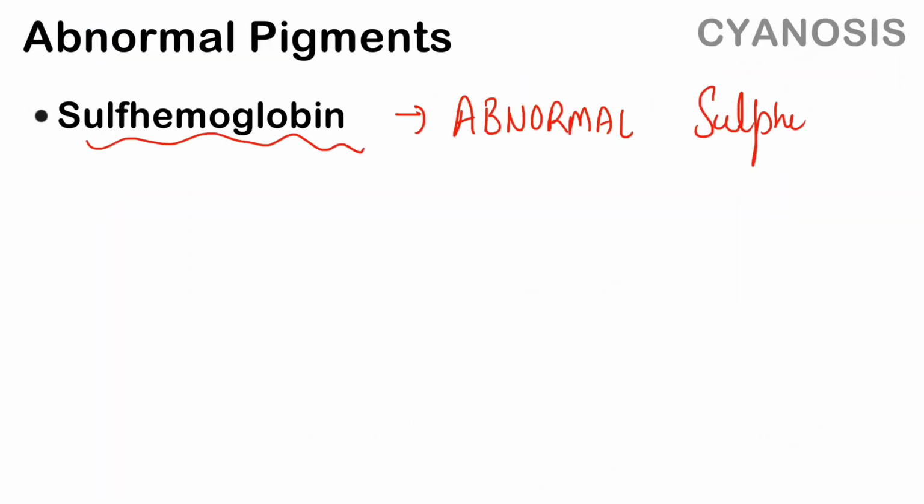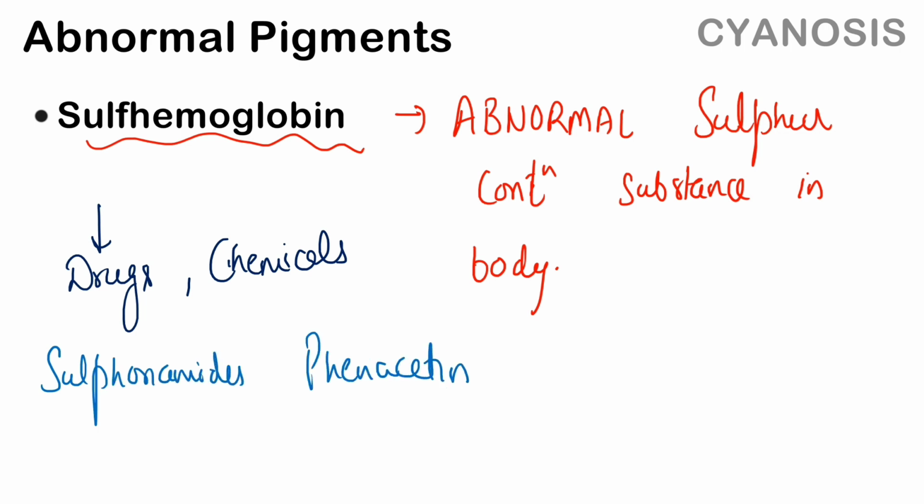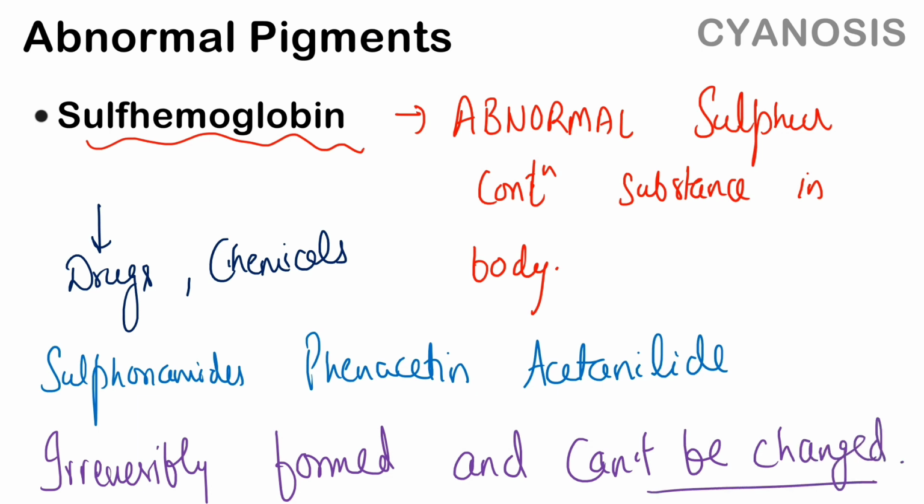Sulfhemoglobin is an abnormal sulfur-containing substance, which is not normally present in the body, but is formed by the toxic action of certain drugs and chemicals like sulfonamides, phenacetin, and acetanilide. Now, sulfhemoglobin is an irreversible product. Once hemoglobin changes into sulfhemoglobin, it will never change back into hemoglobin again.